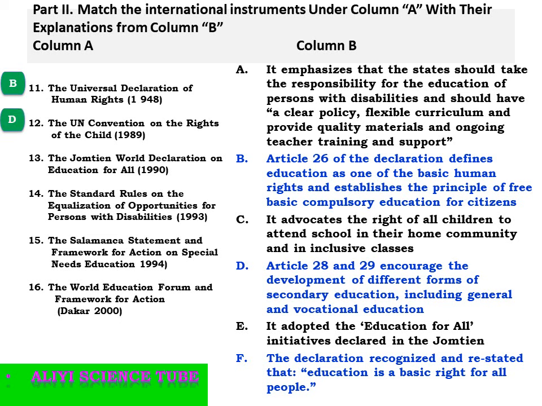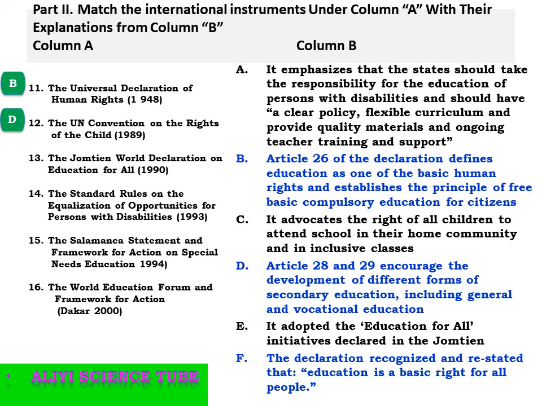Question 12, the Convention on the Rights of the Child. So D. Articles 28 and 29 encourage the development of different forms of secondary education, including general and vocational education. So for question number 12, the answer is D.